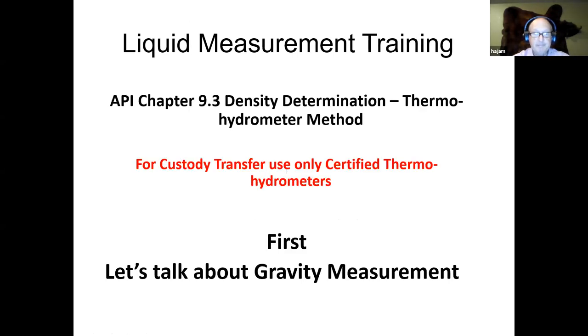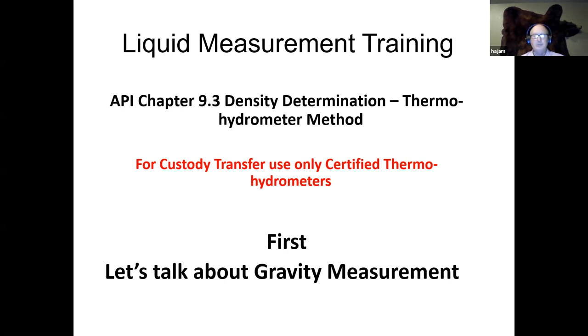All right, density. Chapter 9.3, density determination, API, thermal hydrometer method. Why do we use that? We use that for custody transfer, and we only use certified hydrometers. So let's make sure they're certified. Again, they need to be traceable to a metrology lab or a certifying agency so that the gravity that's read on the thermal hydrometer is correct, and it is certified to be correct.